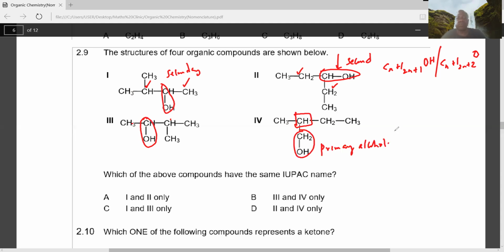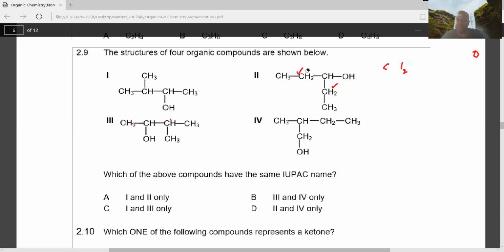Okay, according to this question, it says, which of the above have the same IUPAC name? So when you are naming, which one have the same IUPAC name? Let's start with the first one.